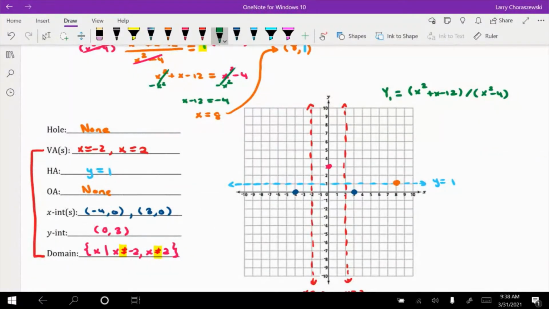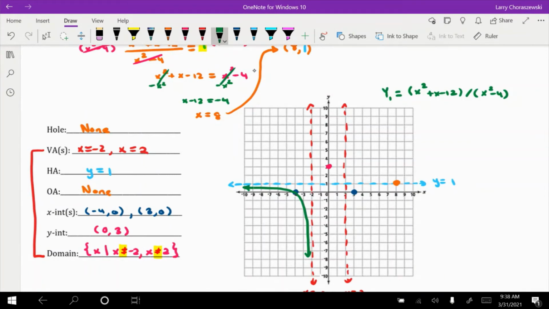So I'm going to start with the piece on the left. I'm going to start at the x-intercept, and if I go to the right, the vertical asymptote turns it down to negative infinity. And if I go to the left, I'm going to approach the horizontal asymptote, but I'm going to stay underneath it. And the reason for that is because there's only one point of intersection between the graph and the horizontal asymptote, and that's at 8, 1.